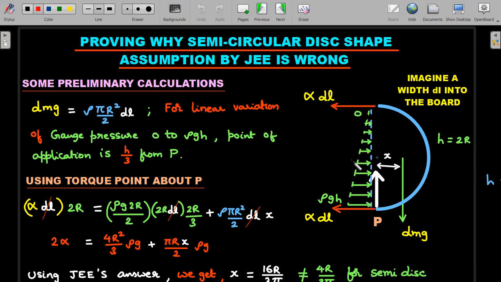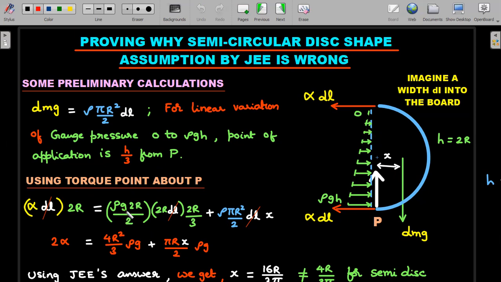Or you can write this equation and integrate the torque, you'll end up getting the same result. Which is varying linearly from 0 to rho gh, the point of application is h by 3 from point P. Using torque about point P, take all the torques which are rotating it in clockwise sense and add it to the anti-clockwise and make it 0. So alpha dl into 2r, this top one, is the only anti-clockwise torque, whereas this is the DMG torque, and rho gh linear variation torque is this one.